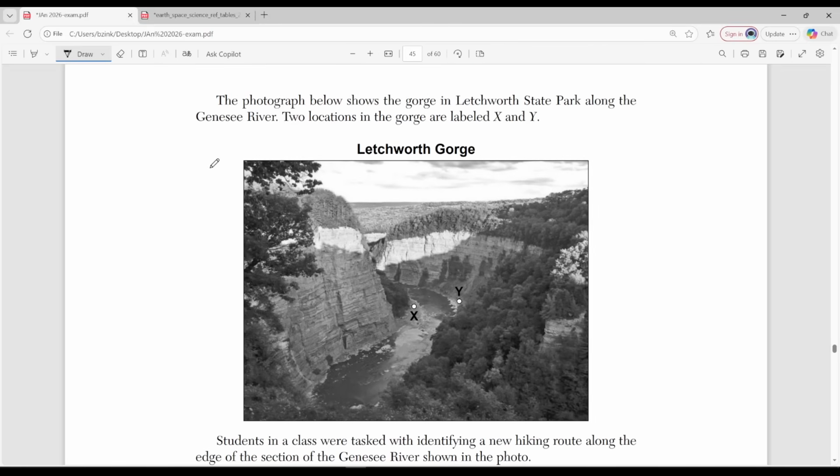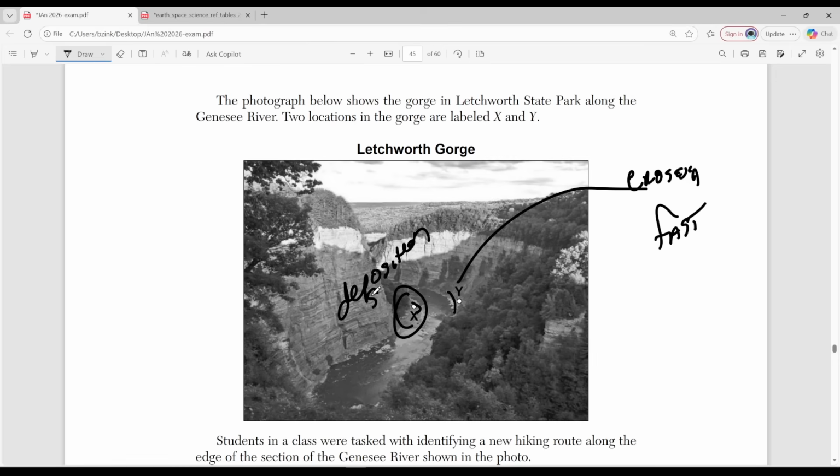The photograph below shows the gorge in the park of the Genesee River. We got X and Y. So look, this is the outside of a river and this is the inside. Things we know about this: the outside of the river is where all your erosion is happening. It's really fast water. And then on the inside, you could see it right there, that's where all your deposition is happening, because it's all slow and all this stuff is deposited right there. You could see this area here is all deposited.